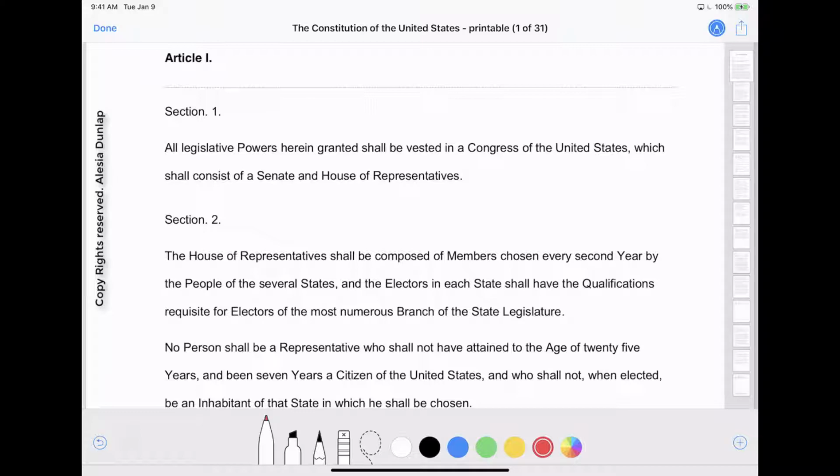So we are going over the powers of the legislative branch. Okay? Which also includes both chambers, the Senate and the House of Representatives, which make up Congress. So here's Congress, and here are the two houses right there. And this is what we call a bicameral legislature.